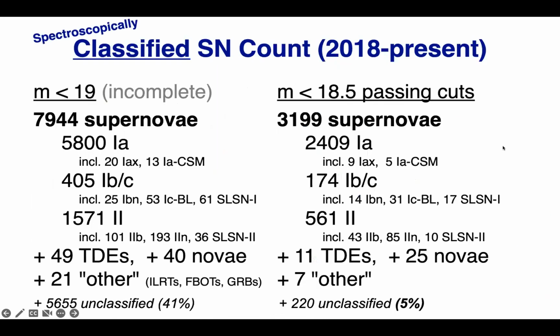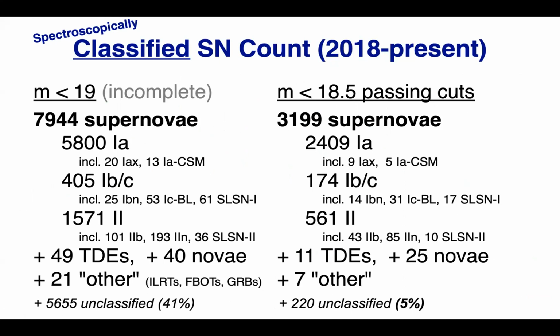Okay, now in terms of actual total numbers, we have a lot of classifications now. So down to the 19th magnitude level, where again, we're not necessarily trying to be complete, but we are trying to classify as much as we can, we're closing in on 8,000 supernovae. And in fact, when you include the additional types of transients that aren't traditionally called supernovae, so the tidal disruption events and the novae, we have passed 8,000. And by the time the current extension of ZTF ends, which is going to be sometime late next year, we should have of order 10,000 supernovae classified.